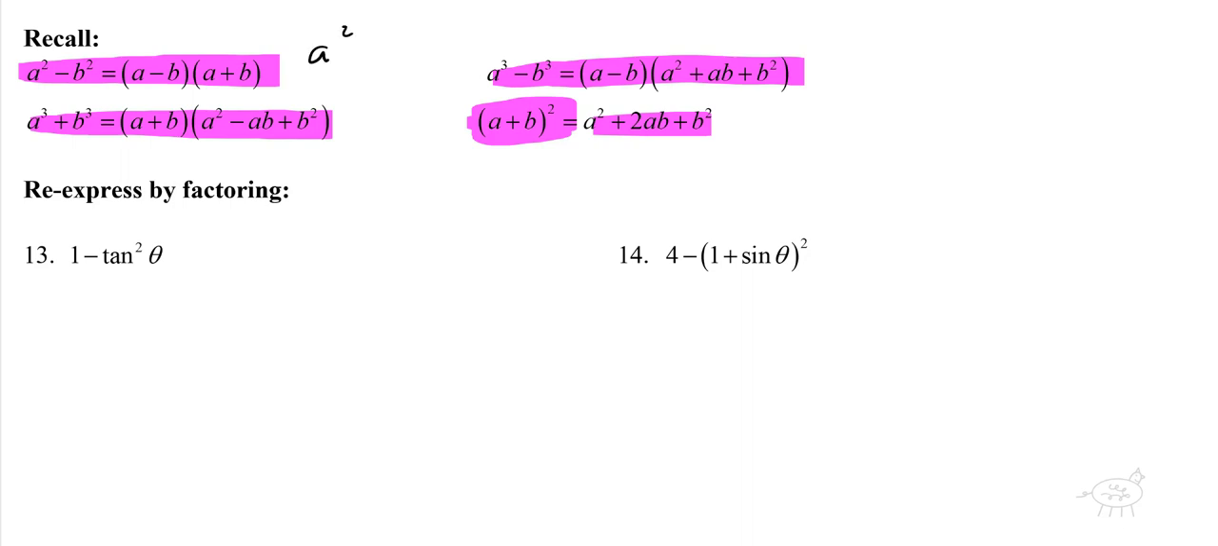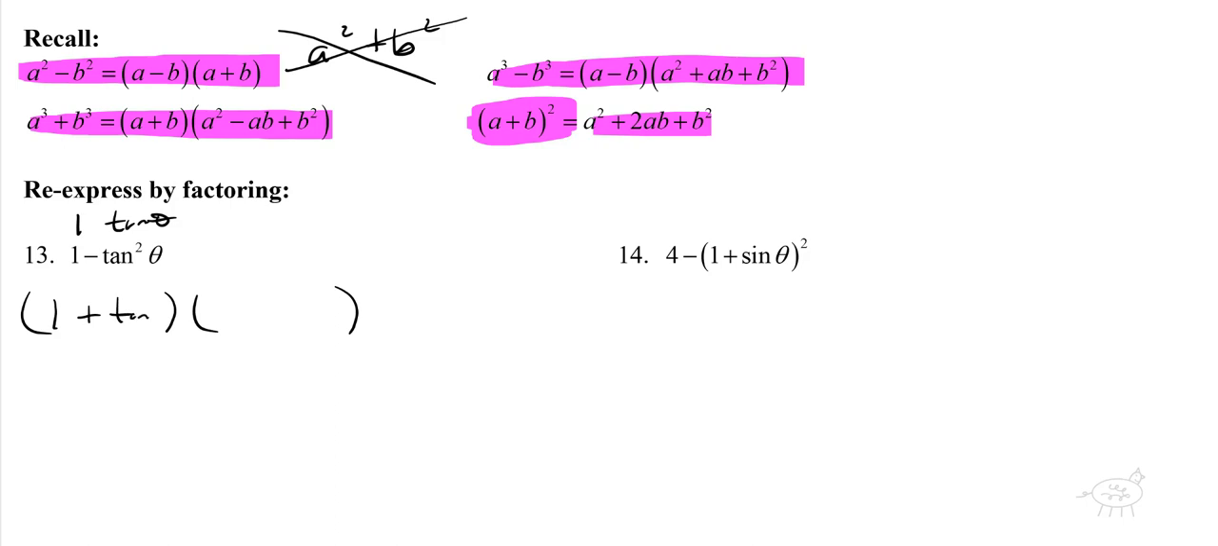You'll never have a squared plus b squared, because that's not a difference of two squares. You'll never see that, okay? You'll have a cubed plus b cubed, but not squared. All right, so the first thing you're going to do here is take the square root of 1, which is 1, and the square root of tangent squared, which is tangent of theta. And you're going to write out, because it's a difference of two squares, 1 plus tangent of theta and 1 minus tangent of theta. That's it. It's pretty easy.